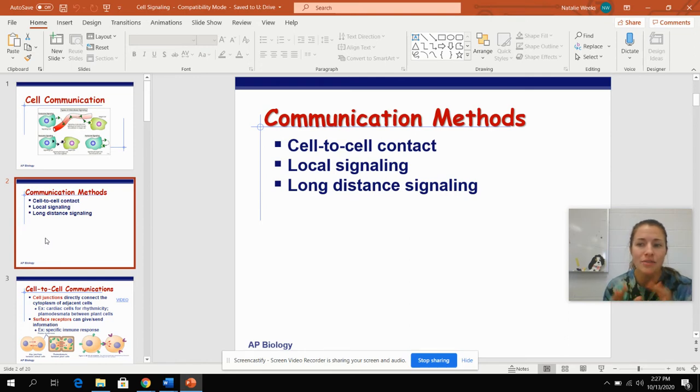So, when cells talk to each other, they use a couple different communication methods. One of them is cell to cell contact. So when cells are physically touching each other, they can actually pass signals through each other's membranes. Local signaling. So if we have cell A and cell B a couple cells away, they can just bloop a little message over. Long distance signaling. So these are signals that are sent typically through lymph fluid in your body or the bloodstream or some sort of fluid like that typically is where these signals are sent.